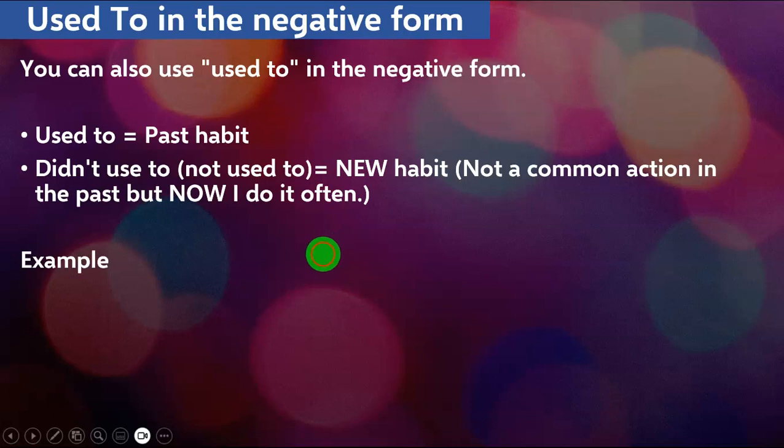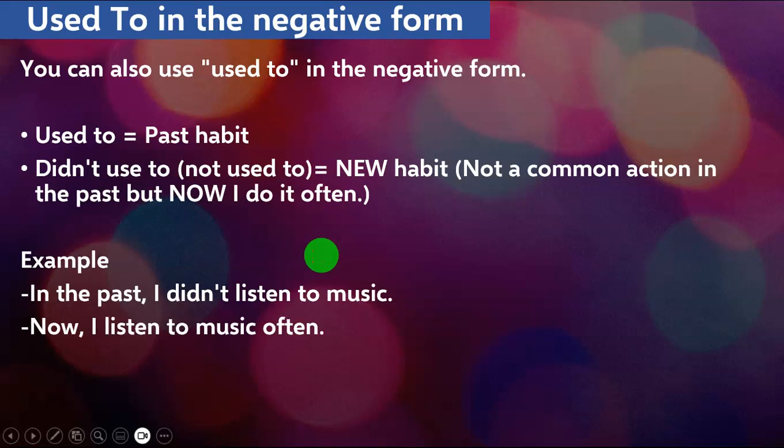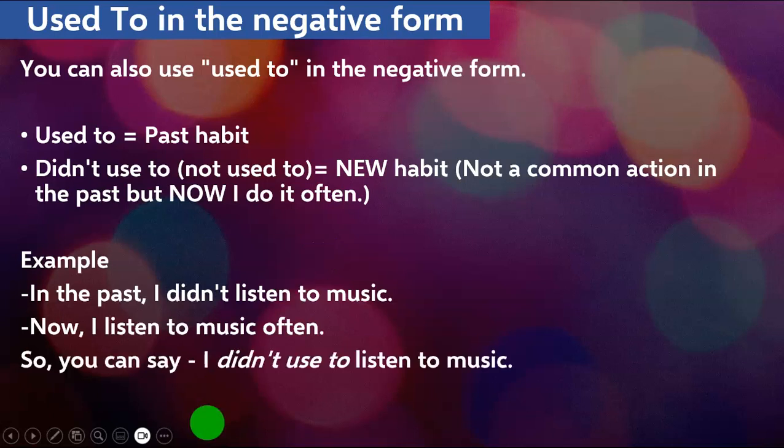Let's take an example. In the past, I didn't listen to music. Now I listen to music. So how will you use used to in the negative form? You can say, I didn't used to listen to music. So that is how you're going to use used to in the negative form. I didn't used to listen to music, but now I listen to music. All right, so that's used to in the negative form.